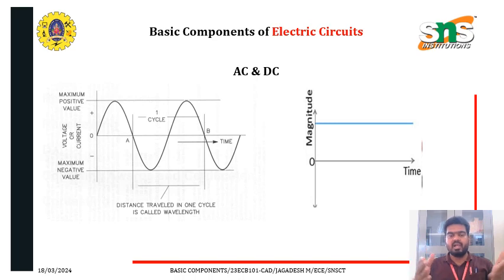You can see the graph in the slide. Both AC and DC are given by graphical representation. Here DC is a constant one. With respect to time, the magnitude is constant, whereas for AC, with respect to time, the magnitude value, either current or voltage, keeps changing.